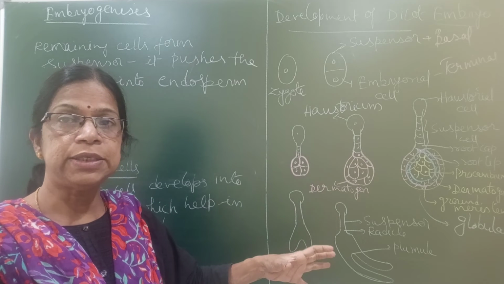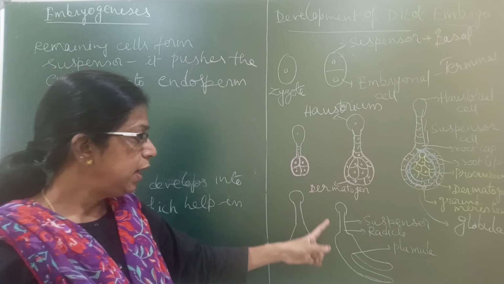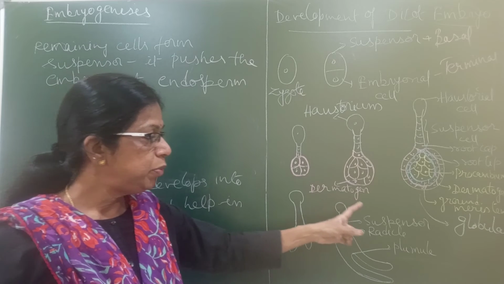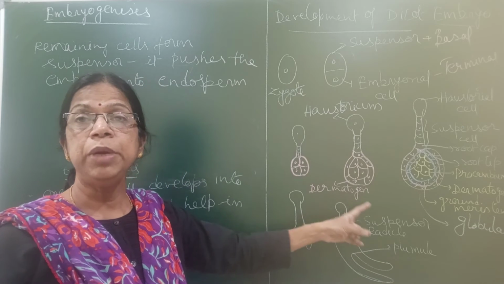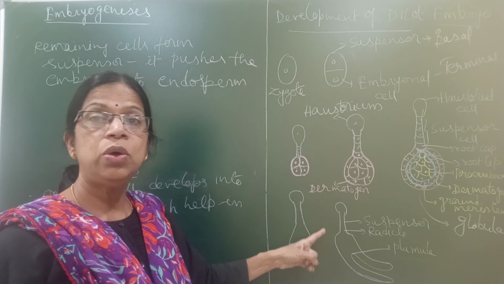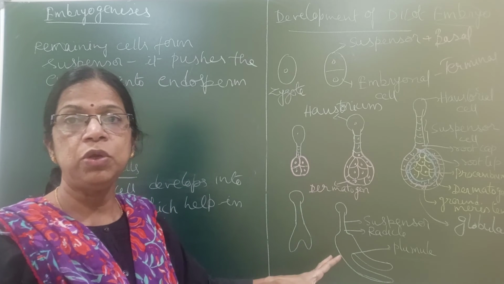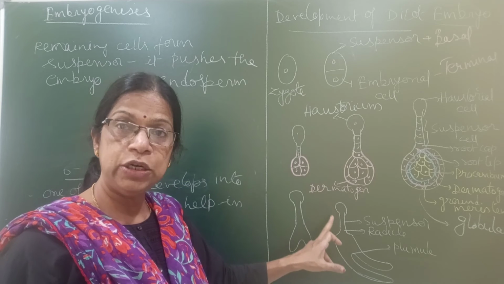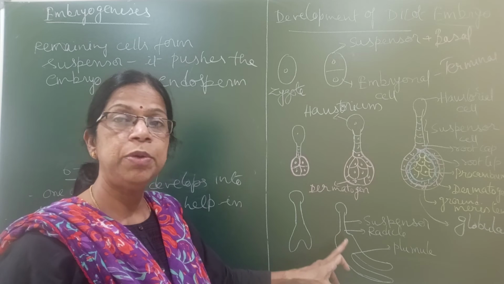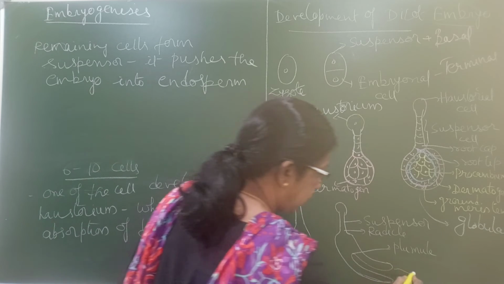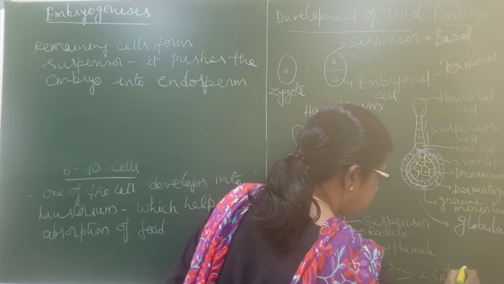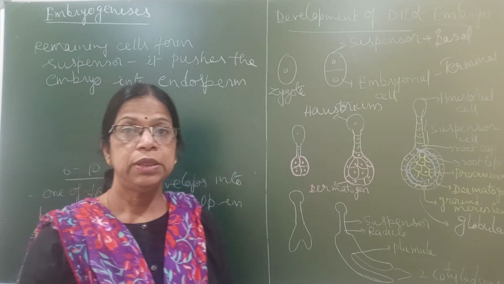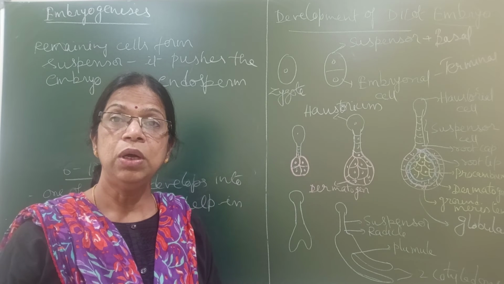After the globular stage, the embryo assumes a heart shape, and then finally the embryo becomes completely mature. This is called a mature embryo. A mature embryo has a reduced suspensor and haustorium, and a radicle and plumule are developed, and the two cotyledons also develop. This is how the dicot embryo develops.